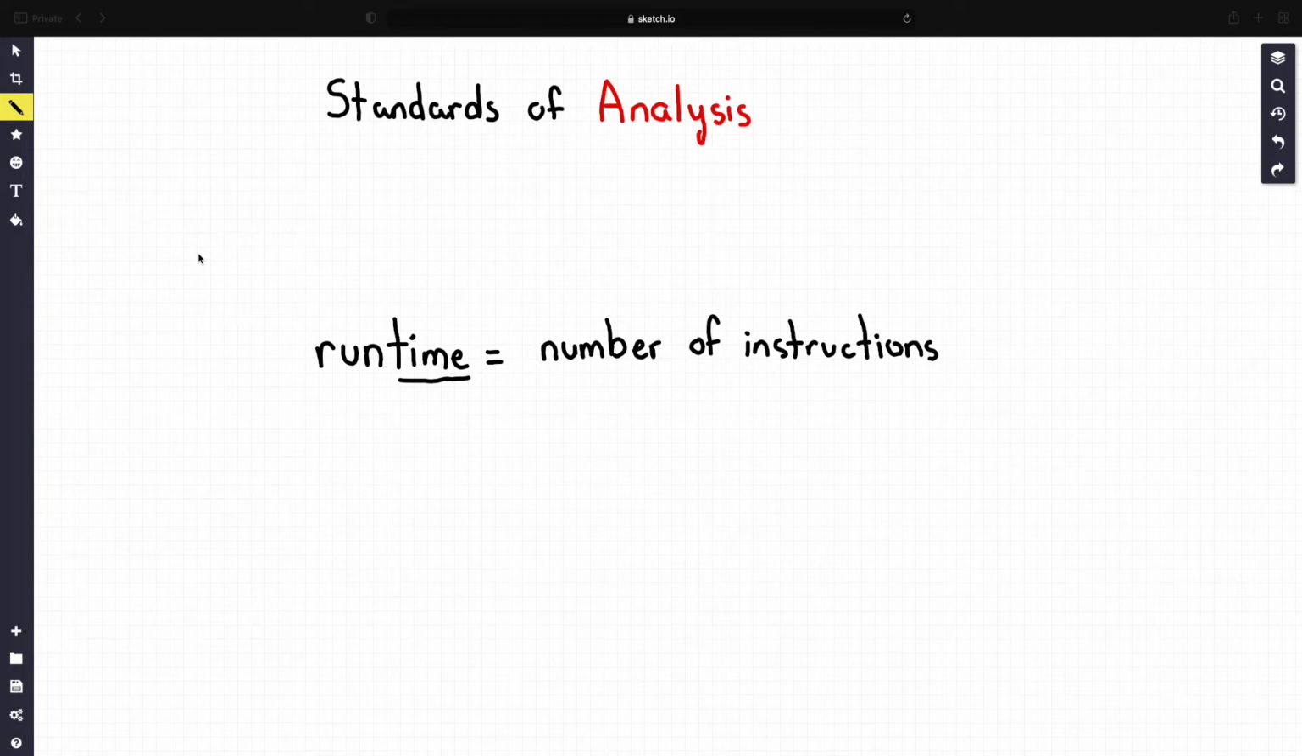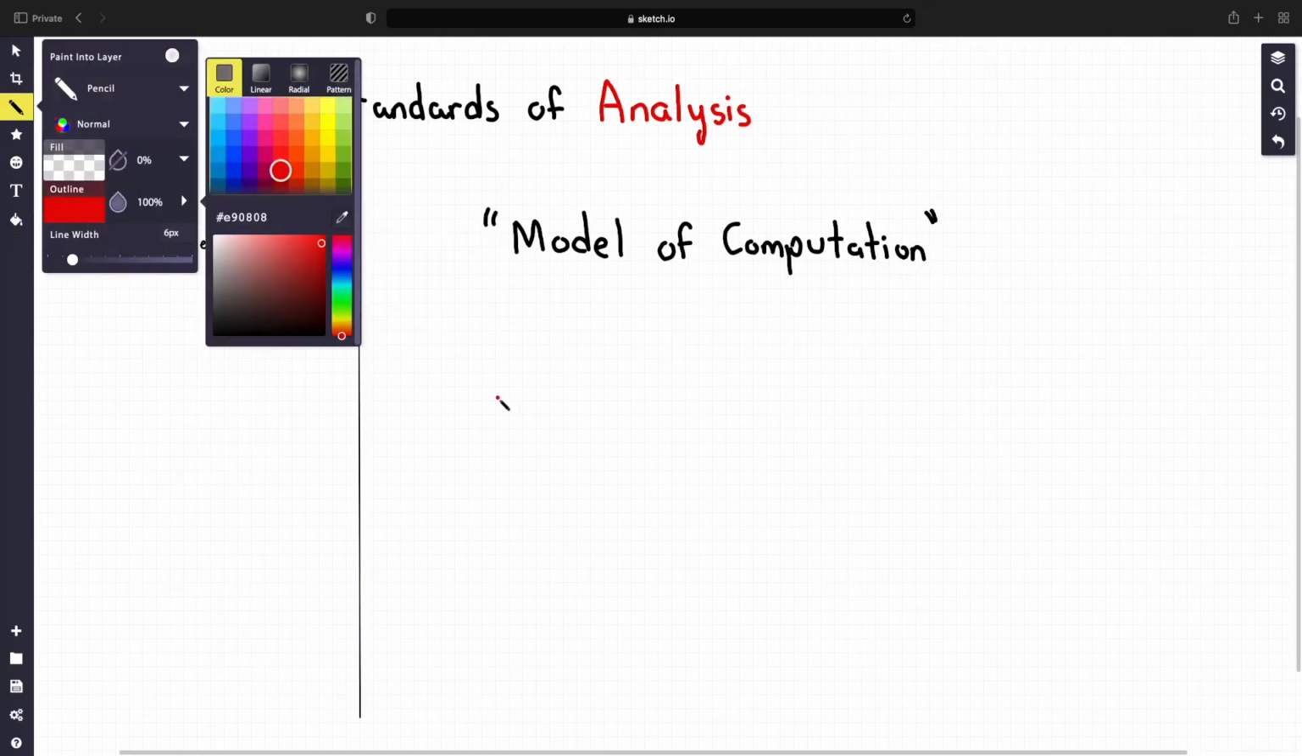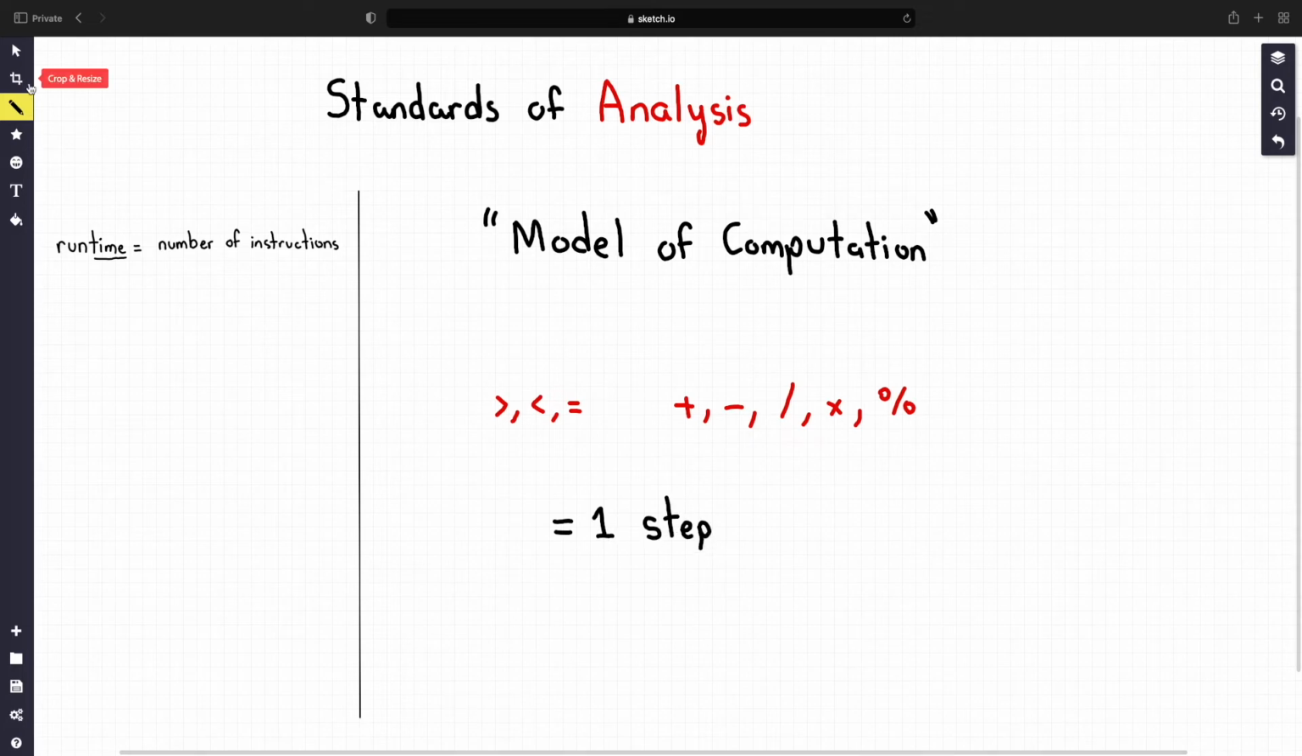The next standard I'd like to talk about is heavily related to the first, and that is that we have to choose a model of computation when discussing and analyzing our runtimes. What that means in short and in simple terms is that we're going to choose the building blocks of our analysis. We're going to choose which actions take one step. For example, we're going to have comparison and equality checks take one step. Then we're going to have the basic arithmetic operations take one step. Our functions are going to be compositions of these basic building blocks.